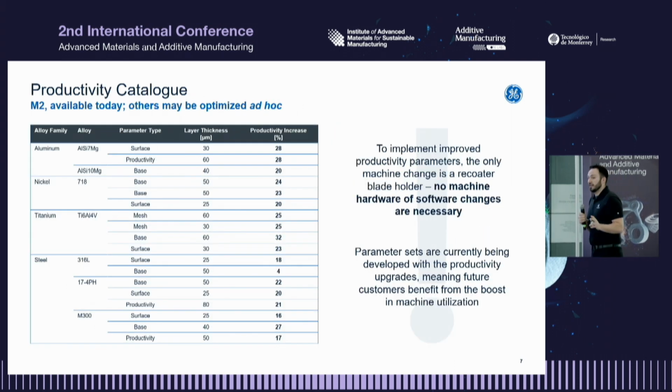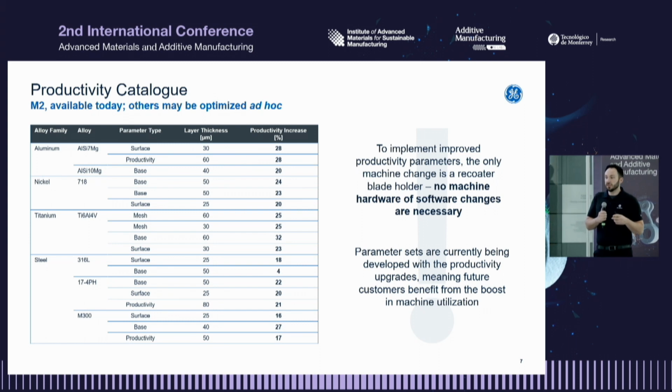On the left-hand side of this is an eye chart. I'm not expecting anybody to read this, but what I want to show is that most of our materials have gone through this parameter optimization. And what's important to know here is there's no hardware change at all. When you're thinking about requalification of a part or a component to go to these faster styles, the only thing I'm changing is the actual piece of steel that holds the recoater in place.